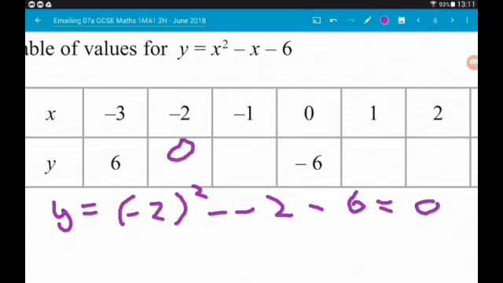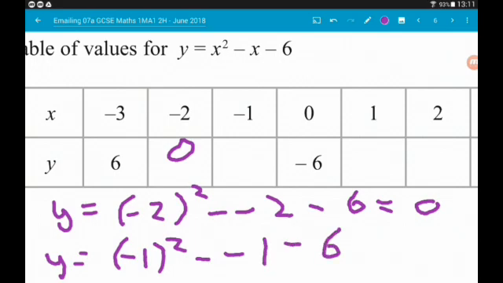Okay, for minus 1, again put the minus 1 inside a bracket, if you're using your calculator. And then we got minus 1 minus 6. So minus 1 squared is 1. Minus 1 is plus another 1. So that's 2. Minus 6 gives us minus 4.